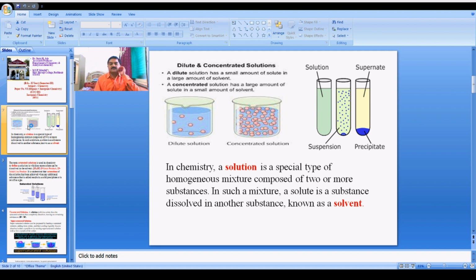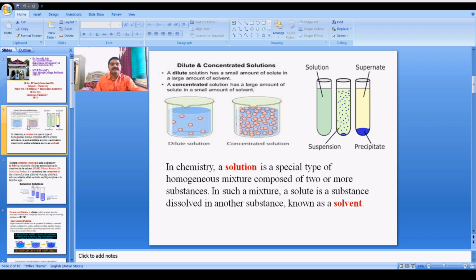So what is a solution? A solution is a homogeneous mixture of two or more substances. In the second test tube, it forms a suspension. That means the ions which are present in the solvent are just suspended. And the third one is a precipitate. So what is a precipitate? A precipitate is an insoluble form of the compound which settles down at the bottom. And above it, the solution in this test tube is a clear solution.